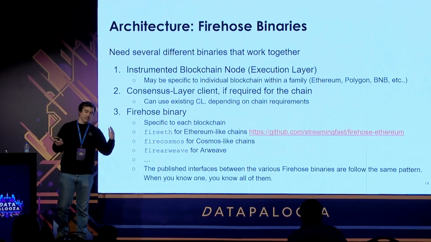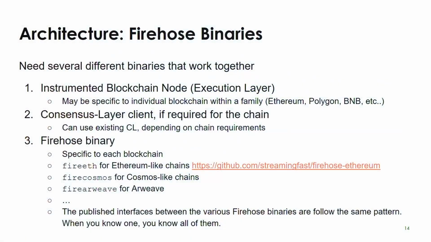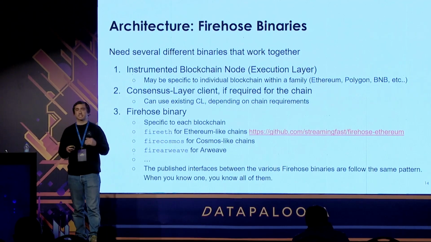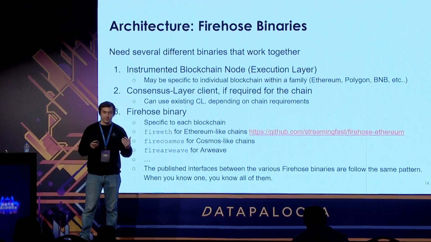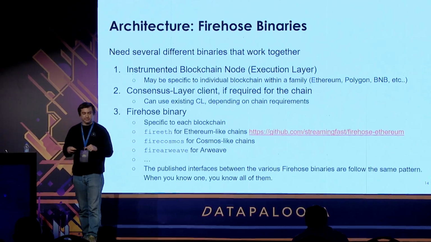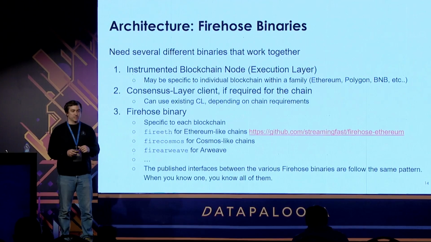And then just, if you want to go look at the Firehose source, there's a handful of binaries that you need to look out for. So one, you need an instrumented blockchain node. So this is your execution layer node. And then if your blockchain requires a consensus client, you need a consensus client. And then you need your Firehose binary. These Firehose binaries are specific to each chain that you're indexing. You know, we've got Ethereum, Cosmos chains, Arweave, other chains. Yeah. So these are the components of your stack that you need.